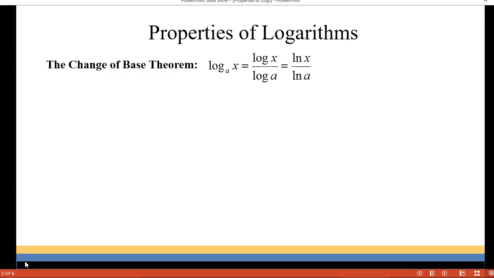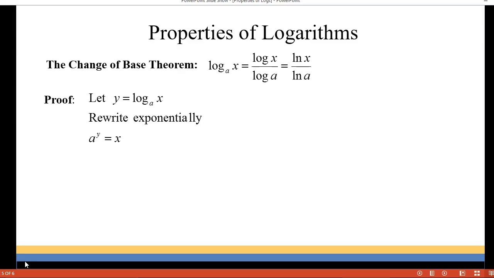The next one that we're going to talk about is the change of base theorem. This one's pretty handy when you're trying to evaluate logs, because usually on your calculators you only have log base 10 or log base e, and you can do it in either base.